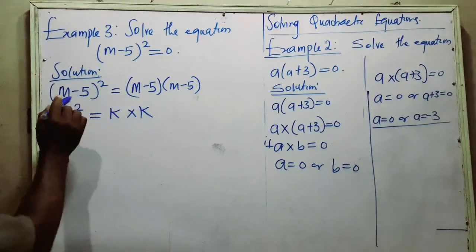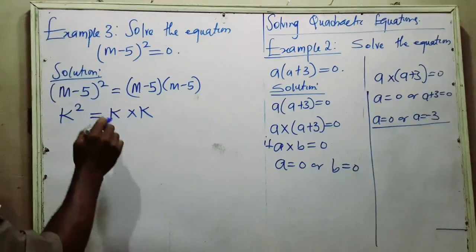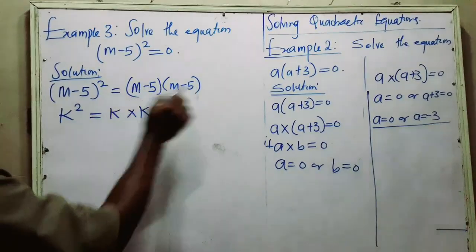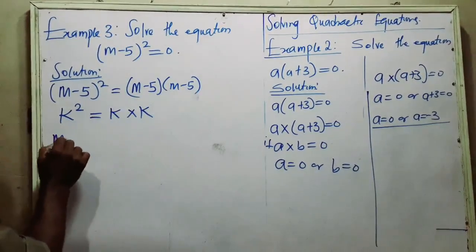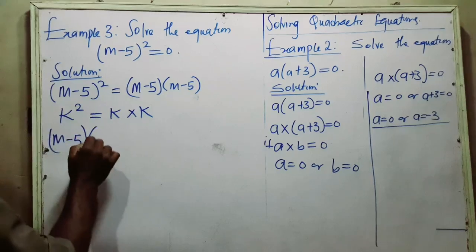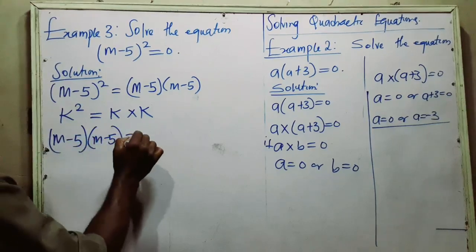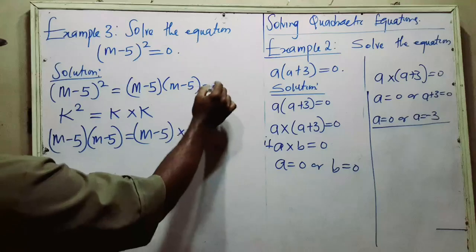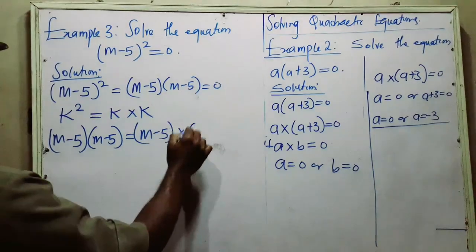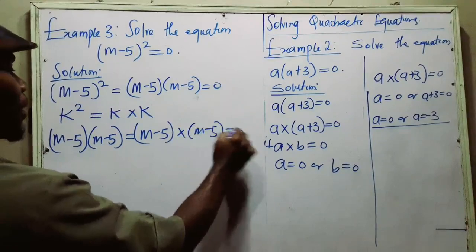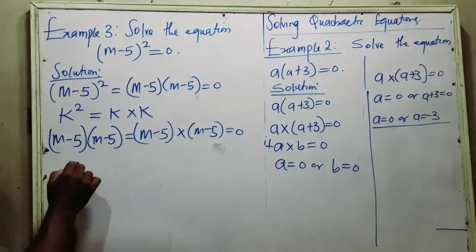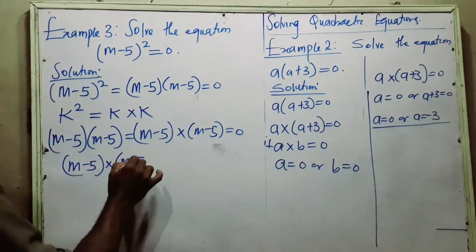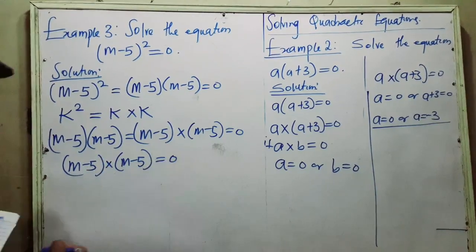So when you have (n minus 5) all squared, it gives us (n minus 5)(n minus 5). Whereby (n minus 5) multiplied by (n minus 5) is equal to 0. So this is how it is now: (n minus 5) multiplied by (n minus 5) is equal to 0.